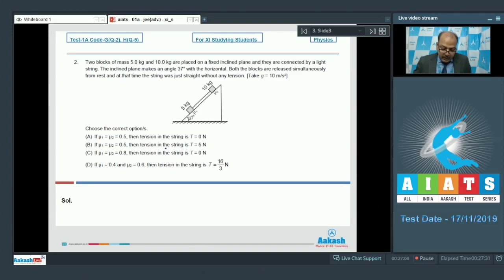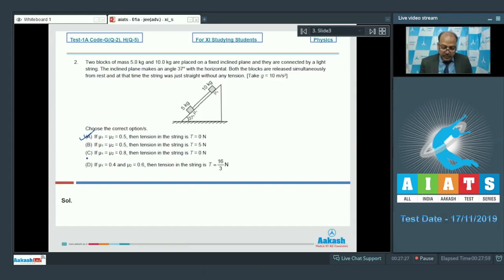Well, in this case both the blocks will slide, and since the coefficient of friction for both the blocks is the same, both the blocks have the tendency to move with the same acceleration, and hence there will be no tension in the string. So the option is correct, which means option B is incorrect.